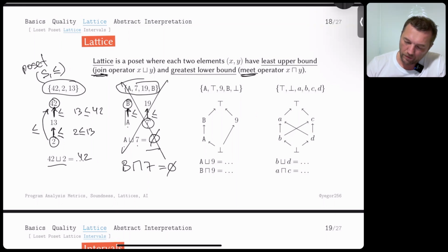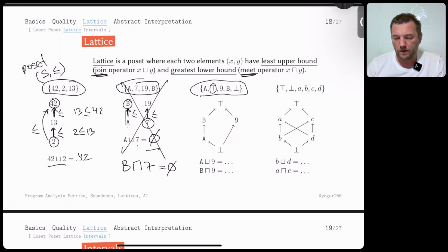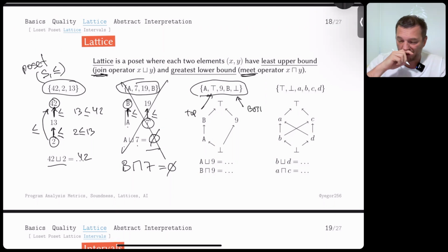Okay, let's take this example. The question is, is it a lattice? This is our set: A, 9, B. These symbols mean everything and nothing. That's what they use on the lattice. So this one is the symbol called top, which means everything, and this symbol is bottom, which means nothing. So let's say we put it like this.